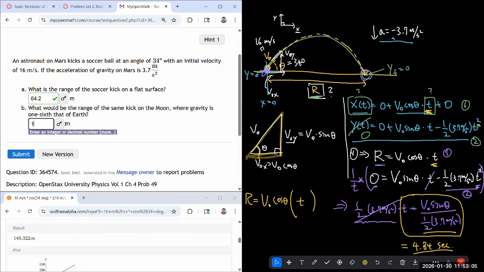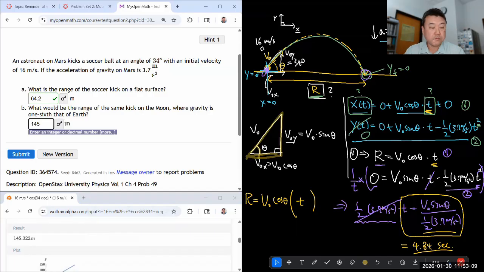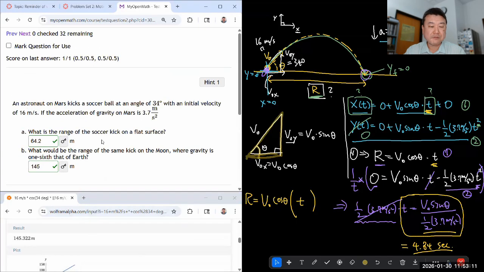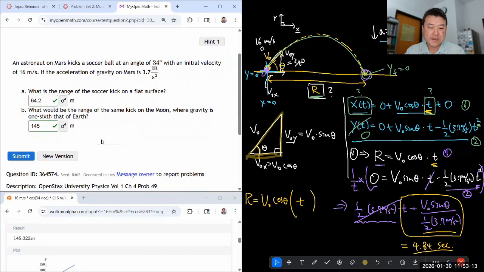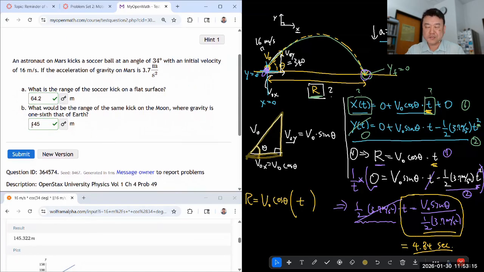145.3. Or I can round it. I should be able to round it to 3 significant figures. So 145. I feel not as comfortable with that because of the leading number 1, but it should still work. If it doesn't work, let me know, because all the questions have a tolerance of 1%. So as long as you are rounding to the nearest correctly, it should work.